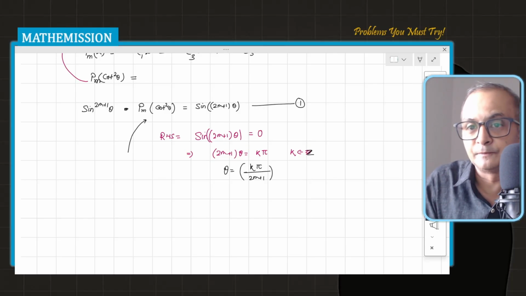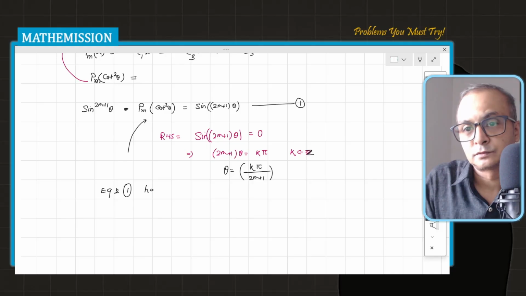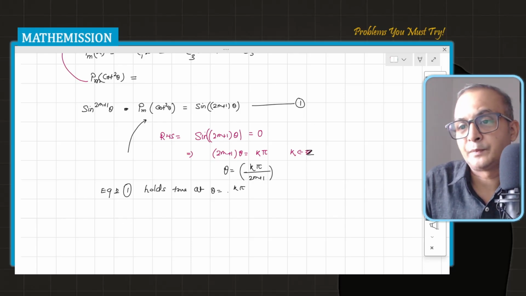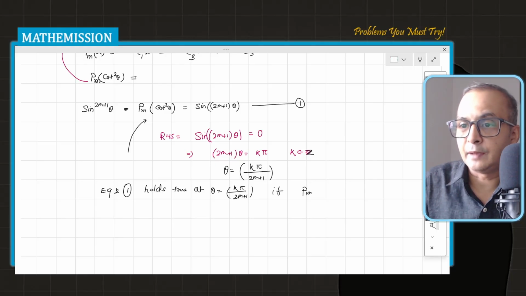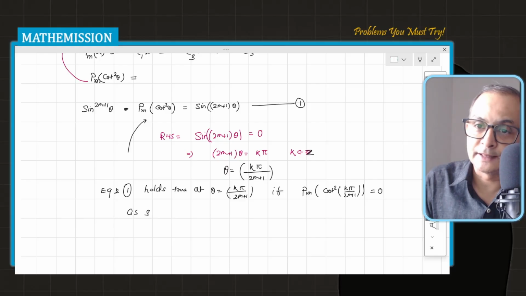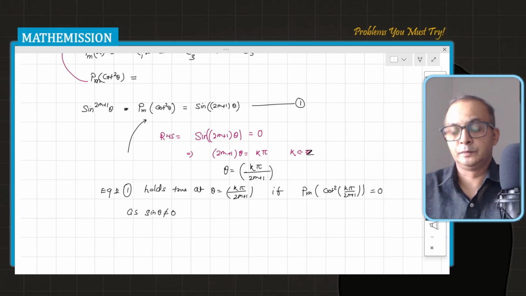What I mean is that this equation 1 holds true at theta equal to k pi by 2m plus 1, if Pm cot² k pi by 2m plus 1 is equal to 0. Why so? Because sine theta is not equal to 0 at any of these values.